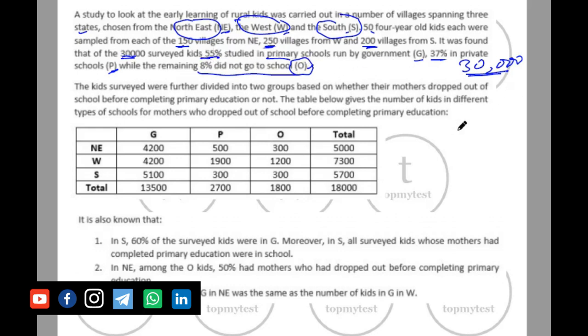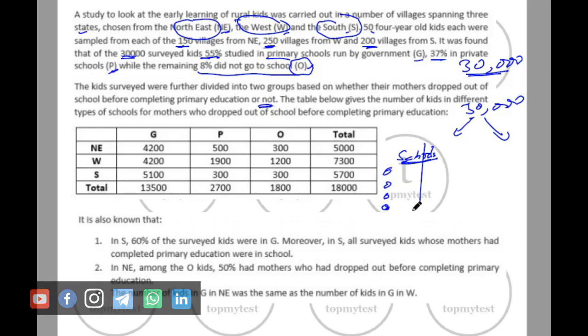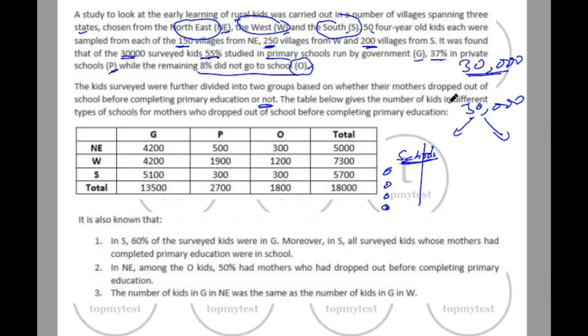Out of this 30,000, there is one distribution based on which schools they are in presently. The kids surveyed were further divided into 2 groups based on whether their mothers dropped out of school before completing primary education or not. So there is a further division. One is on the basis of schools, which type of school, and the school is distributed by geography, South, Northeast and West. The second distribution is on the basis of whether the mothers dropped out or not, so dropped out, not dropped out. So there are 2 categories there also.